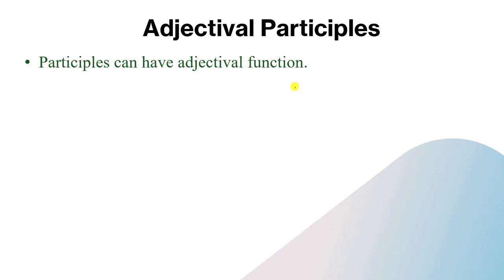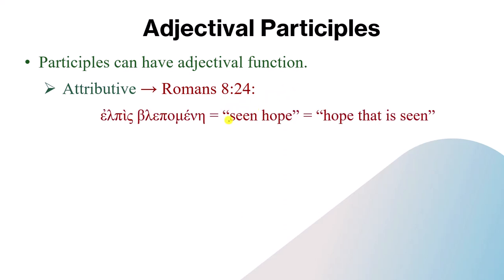So participles can have adjectival function, and as we've mentioned, they can be attributive. For example, in Romans 8:24, we have the expression elpis blepomenē, literally a seen hope. This would be translated a hope that is seen.